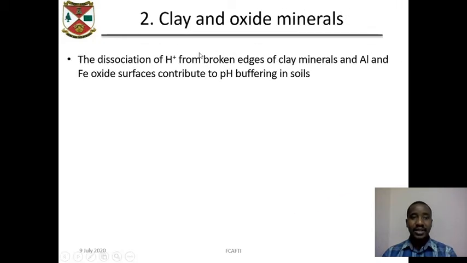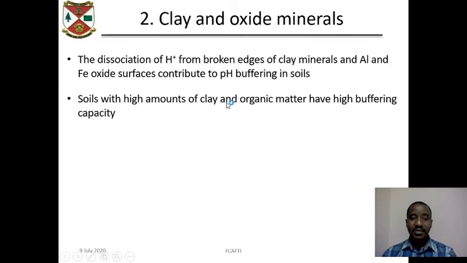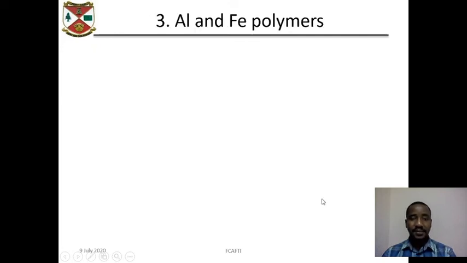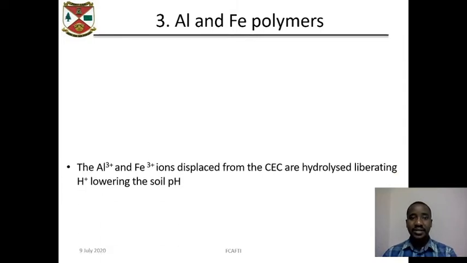Now, this one, the dissociation of hydrogen from broken edges of clay minerals and aluminum and iron oxide surfaces contributes to pH buffering in soils, and soils with high amounts of clay and organic matter have high buffering capacity. And in our previous lectures, we talked about this buffering. And we said that buffering defines the resistance to a change in pH.